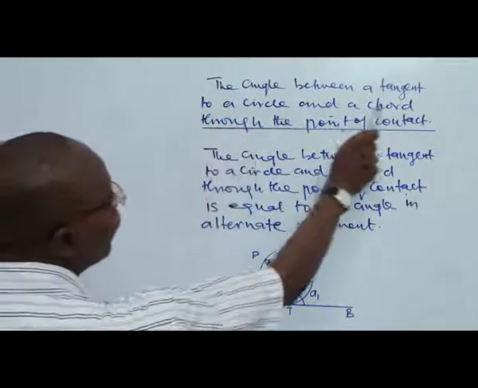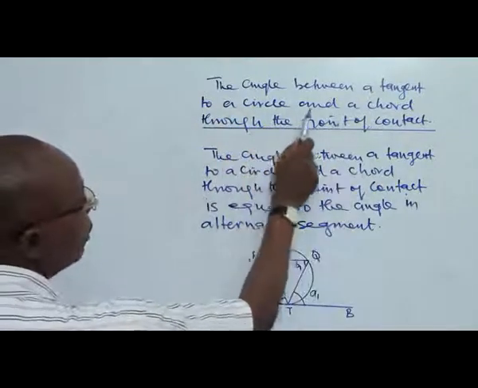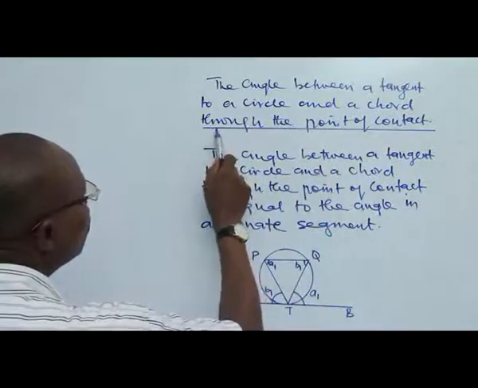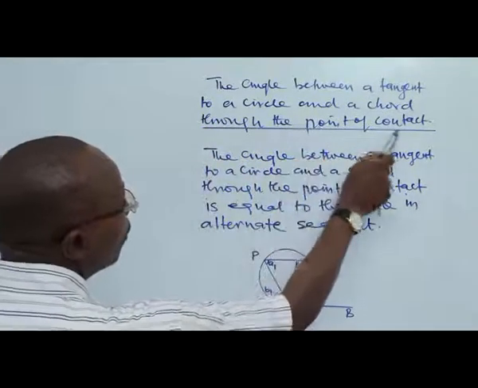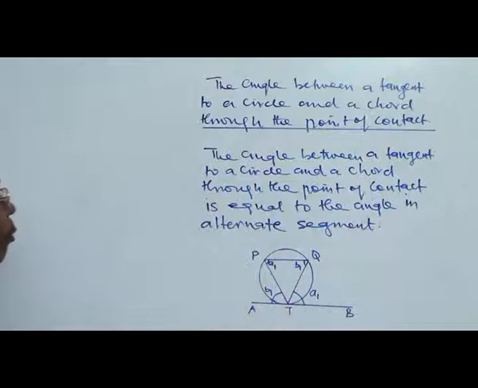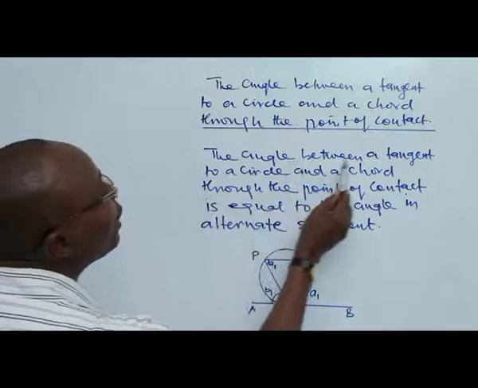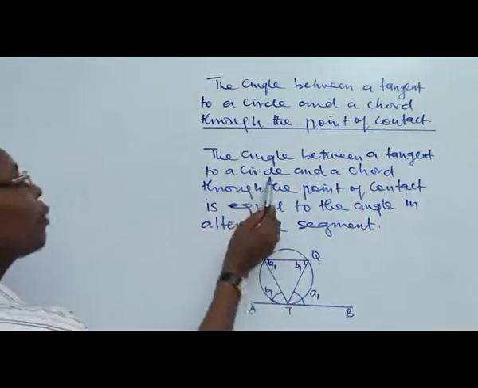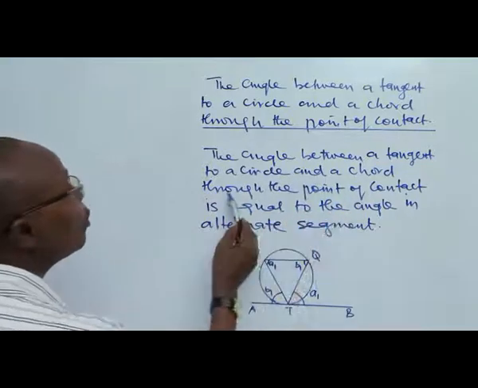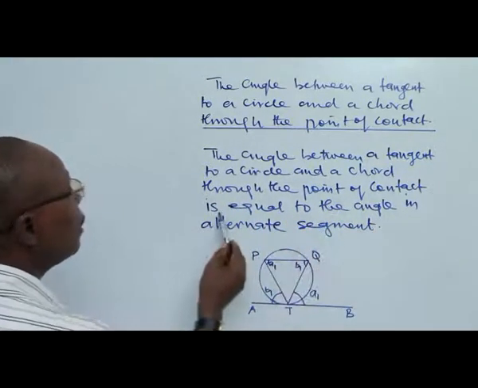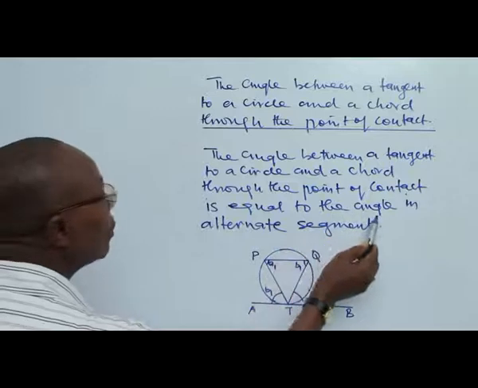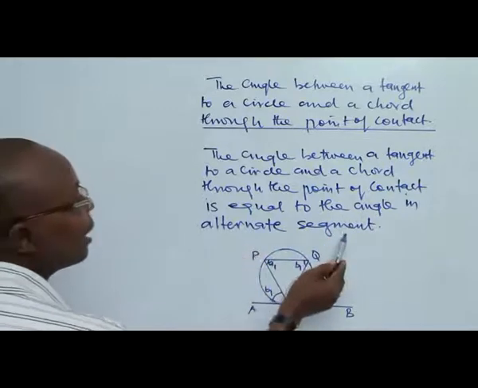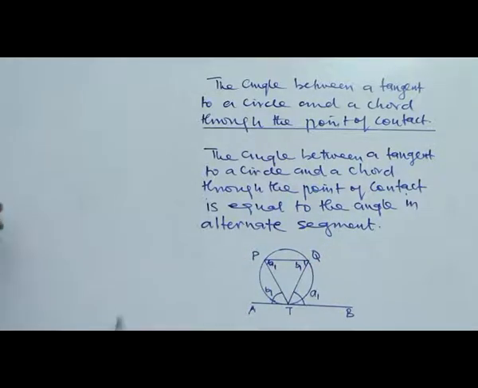The angle between a tangent to a circle and a chord through the point of contact. We say that the angle between a tangent to a circle and a chord through the point of contact is equal to the angle in the alternate segment.